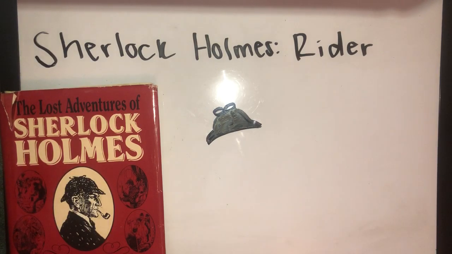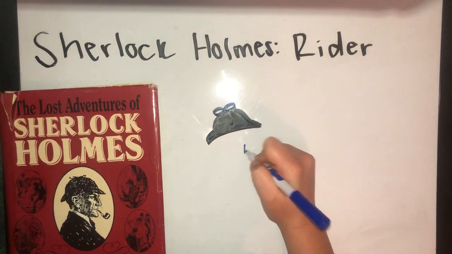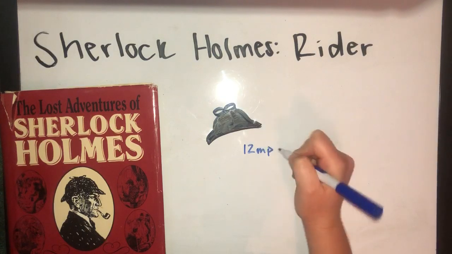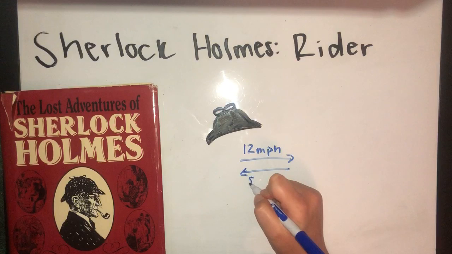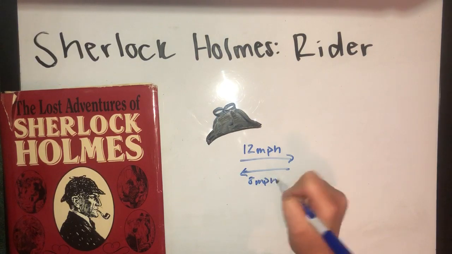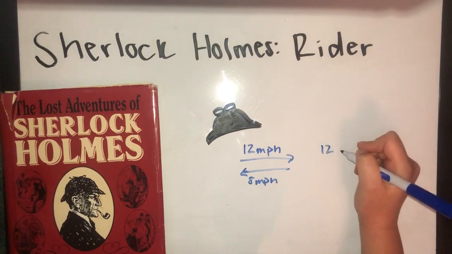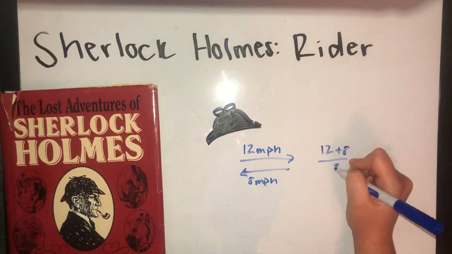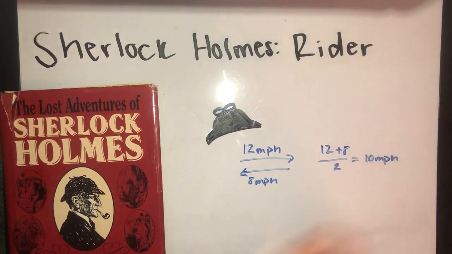Okay, so let's start by writing down our given information. We have 12 miles per hour to get there, and we have 8 miles per hour to get back. Seeing this information and knowing at once the average, it's very easy to just do 12 plus 8 over 2 equals a total average of 10 miles per hour for the whole journey. This, however, is incorrect. This is not the right method to solve this problem.